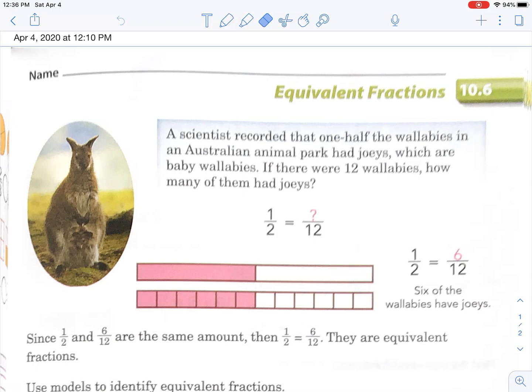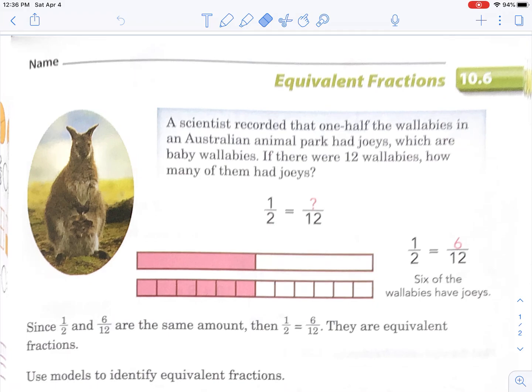So as we review, the first part of this lesson is kind of reviewing. We're going to use our eyes and see the pictures and see how things work out with equivalent fractions. So let's get to it. Let's look at what it says right here. Read along in the blue box.